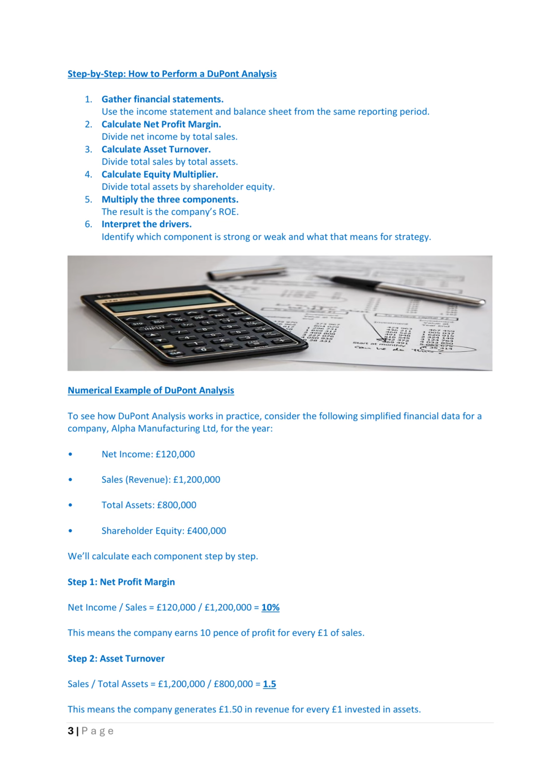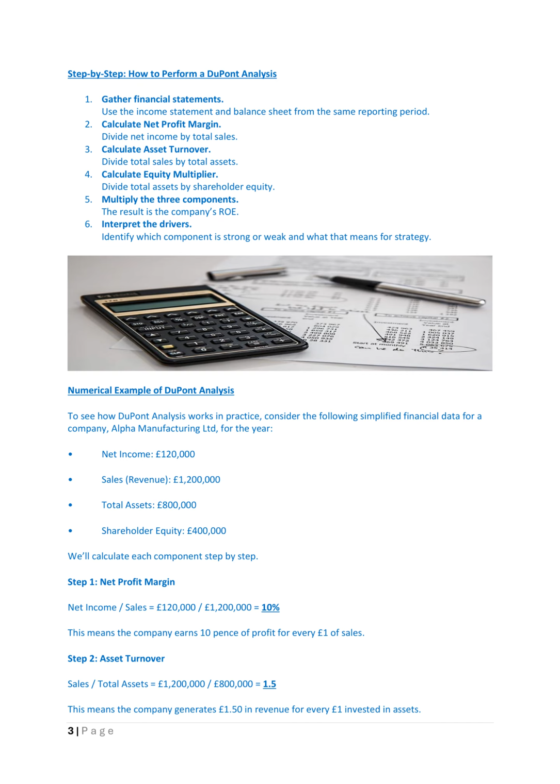Next, calculate asset turnover by dividing total sales by total assets. Using sales of £1,200,000 and total assets of £800,000, the asset turnover ratio is 1.5, indicating the company generates £1.50 in revenue for every £1 invested in assets. After that, you calculate the equity multiplier by dividing total assets by shareholder equity. Finally, multiply these three components, net profit margin, asset turnover, and equity multiplier, to get the company's return on equity or ROE. The last step is to interpret these components to identify which ones are strong or weak, helping to inform strategic decisions.